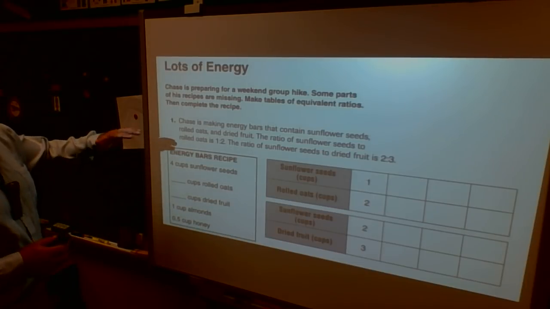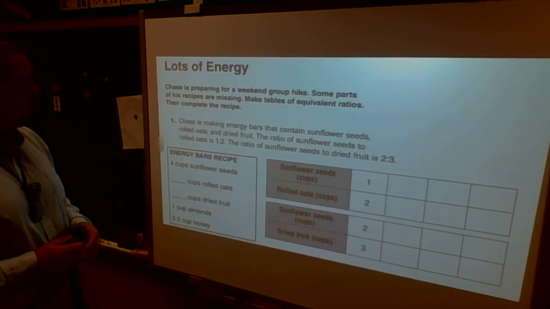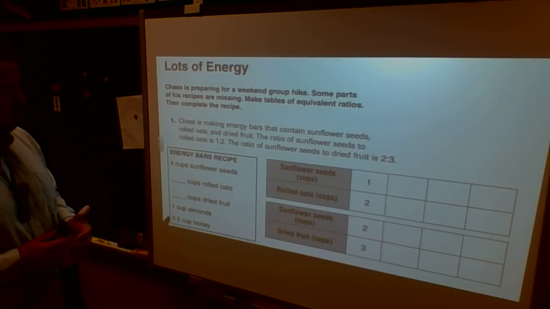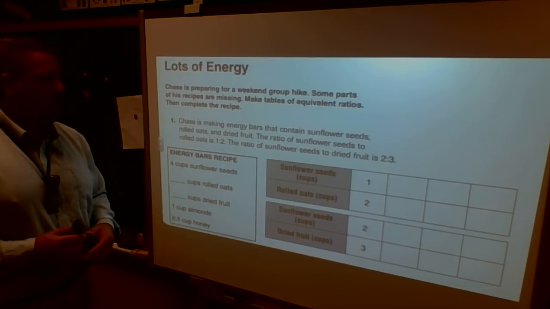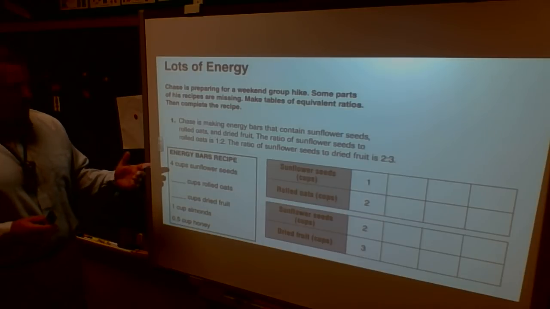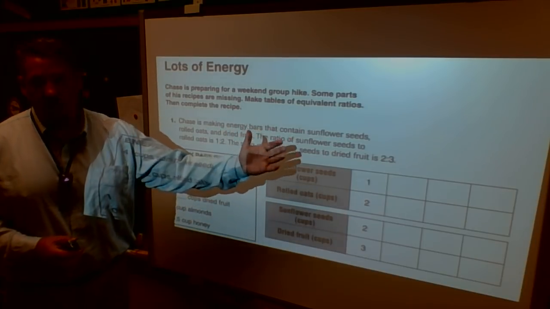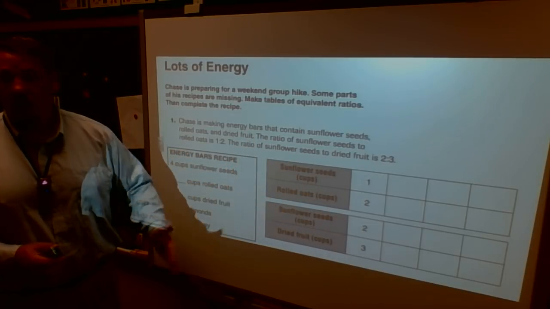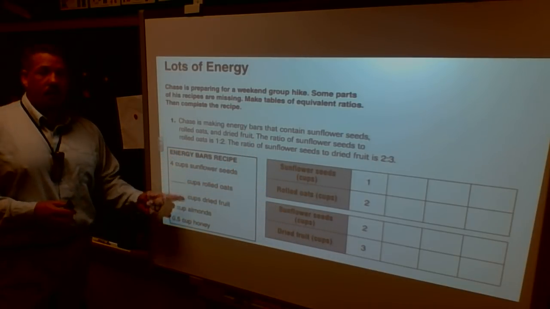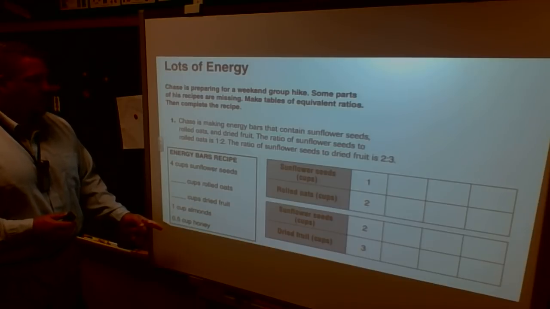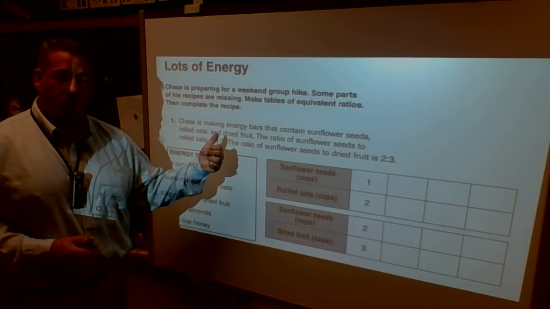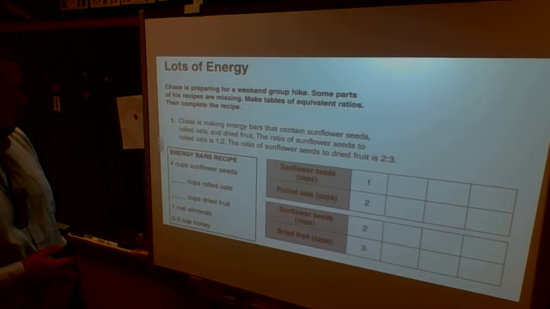So it says Chase is preparing for a weekend group hike. Some parts of his recipes are missing. Make tables of equivalent ratios and then complete the recipe. So on your assignment, it may say that you have to fill this out first because it's missing. So we do that before I could even answer what these are. So I start with the recipe for the snack, and then I have a recipe for a drink.